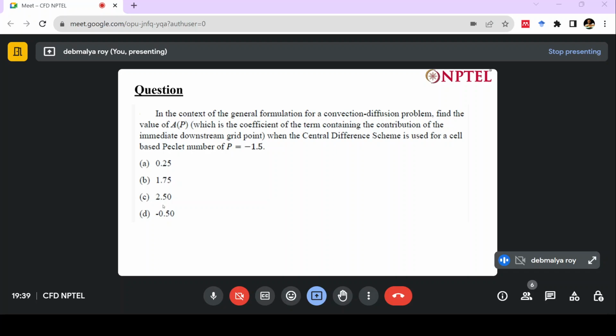All right. So the next statement is, in the context of the formulation for a convection diffusion equation, we have to find out what A is when P is minus 1, when the central difference scheme is applied. We have to know what the central difference scheme is, then we can proceed with this.